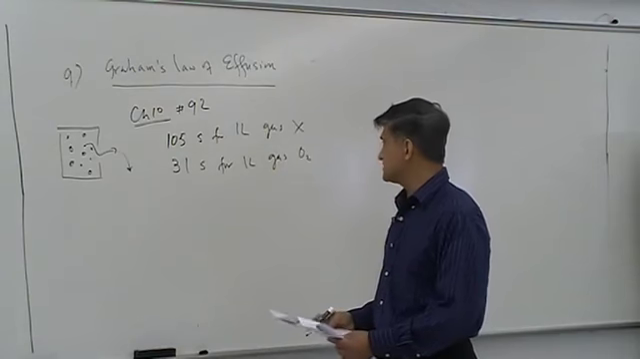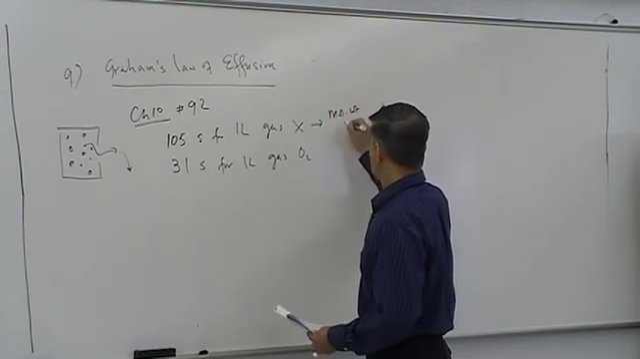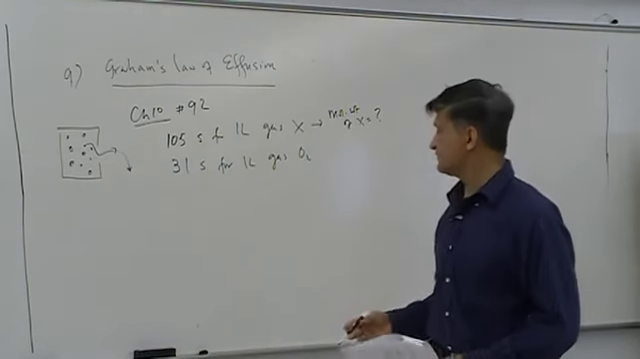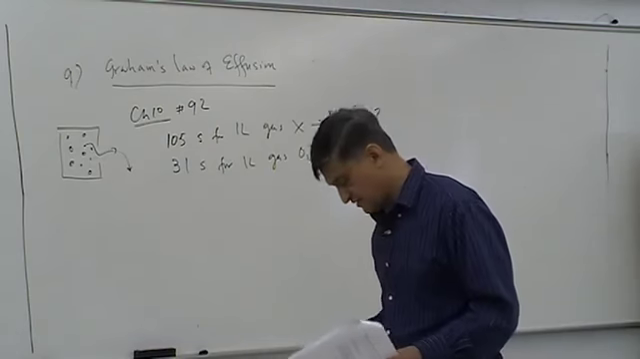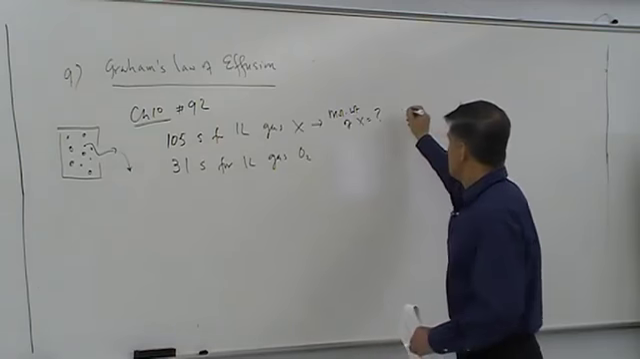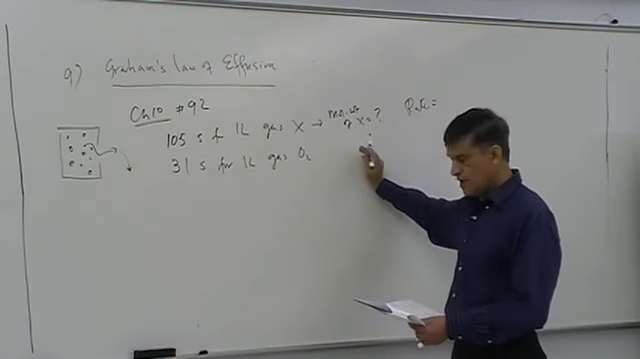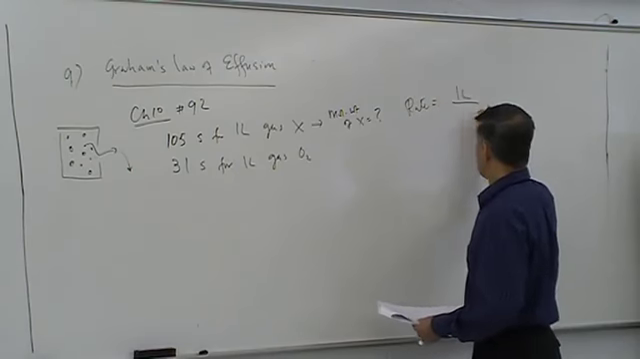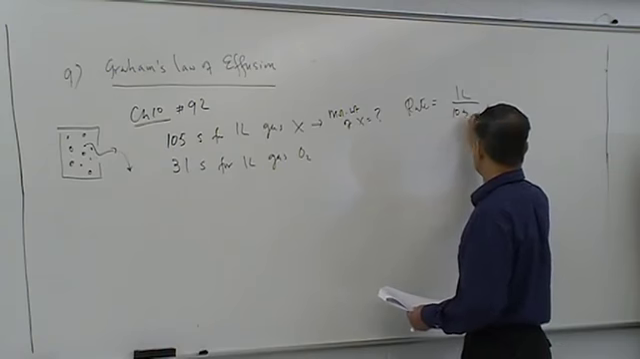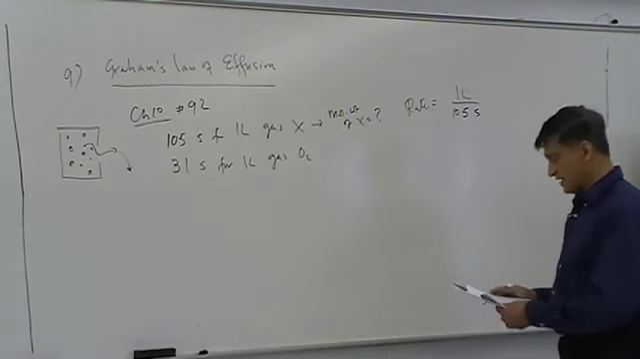So if that is the case, what is the molecular weight of X? So from Graham's law of diffusion, you can find out molecular weight of this unknown gas. Now how can I do that? Let's first calculate rate. Rate in the first case, 1 liter of the unknown gas is taking 105 seconds. So liter per second is going to be the rate. So it'll be 1 over 105.